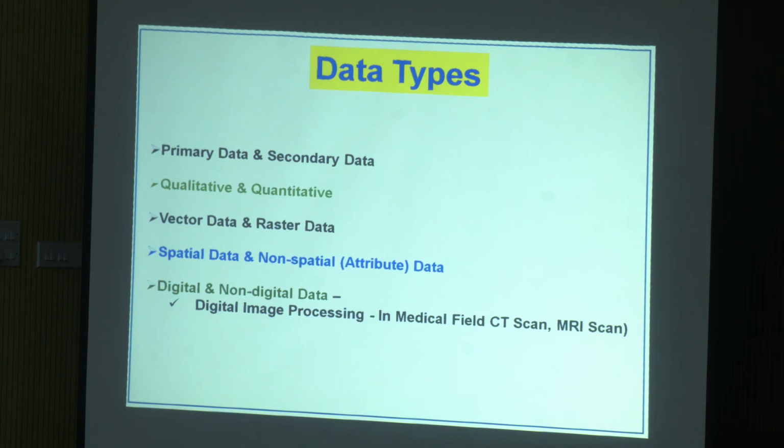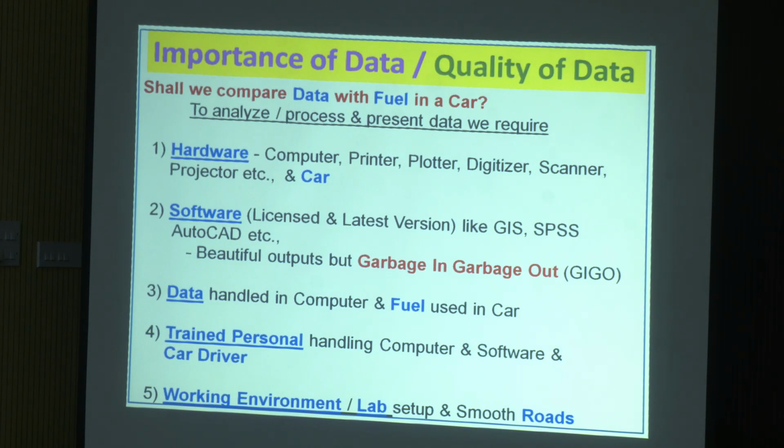Data types: we have different types of data. Primary data, secondary data. Primary data means you are going to generate the data, and you will be directly involved mostly, right? Secondary data you will be collecting from various agencies, or already published data can be a kind of secondary data. Then qualitative, quantitative, vector, raster, spatial, non-spatial, digital, non-digital. Like that you have different types of data.